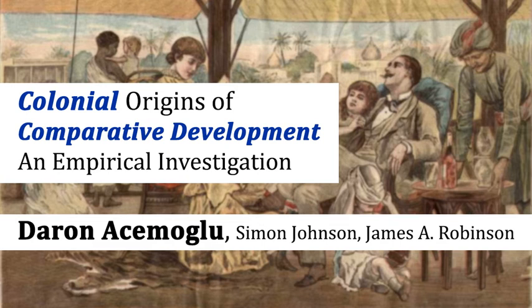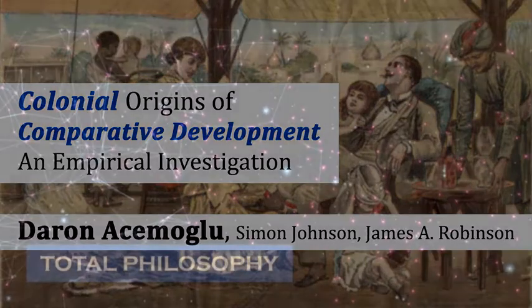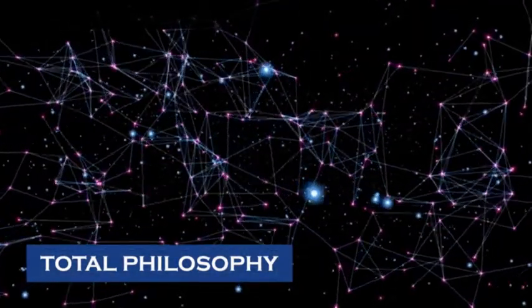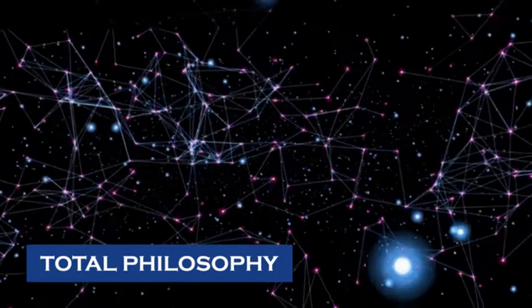The Colonial Origins of Comparative Development, an Empirical Investigation. By Daron Acemoglu, Simon Johnson, and James A. Robinson. First published in the American Economic Review, December 2001.